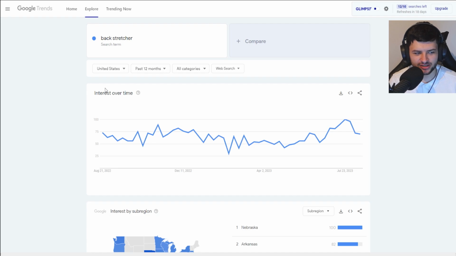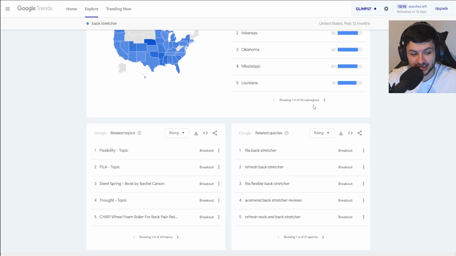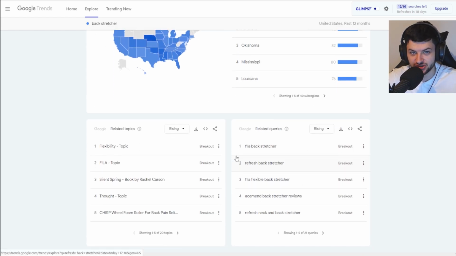So you can see back scratcher is actually a pretty high search term, and you can see by sub-regions who actually wants to buy this. So for an example, if you want to be very specific, we could make our Facebook ads targeted to Nebraska residents because they seem to have a high interest in back scratchers for some reason. So you can see data to then fine tune your ads.